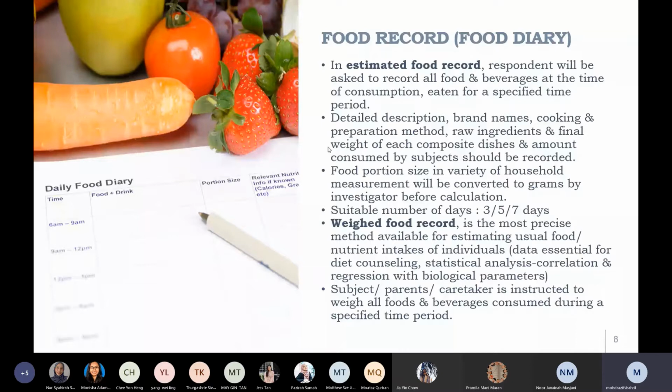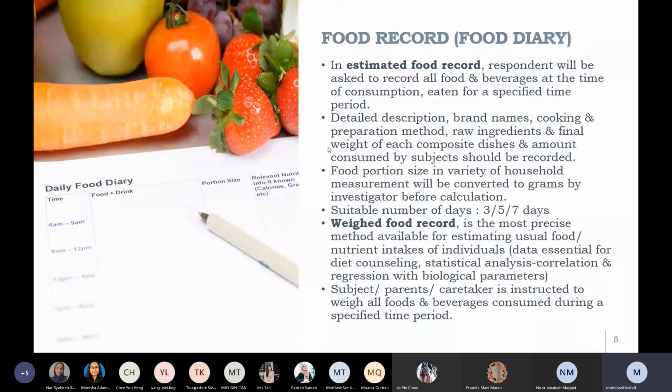Okay, so food record or food diary. In estimated food record, respondents will be asked to record all the foods and beverages at the time of consumption, eaten for a specific time period. So every time they eat, they have to bring out their diary or record form and write down the foods that they have consumed. Let's say they have breakfast at 9, they have to take up the form and pen and write down the food items. And then when it's time for lunch, when they have completed lunch, they take back the diary and record again.